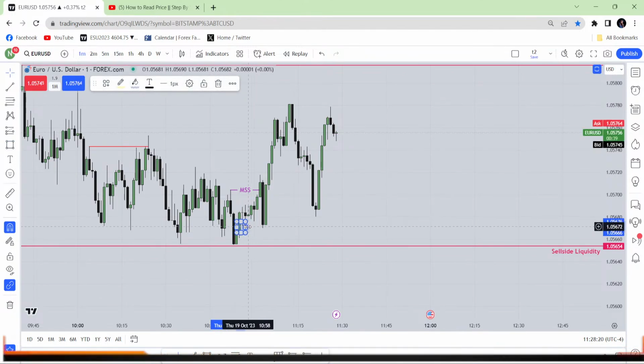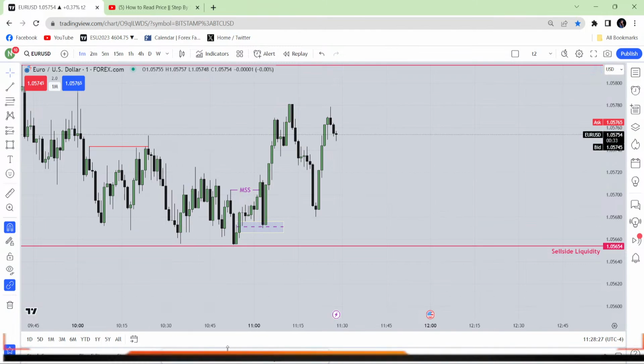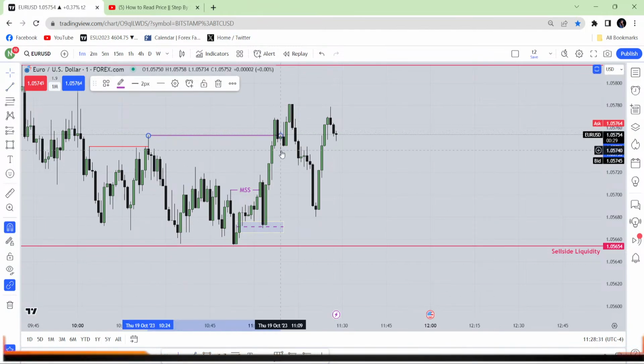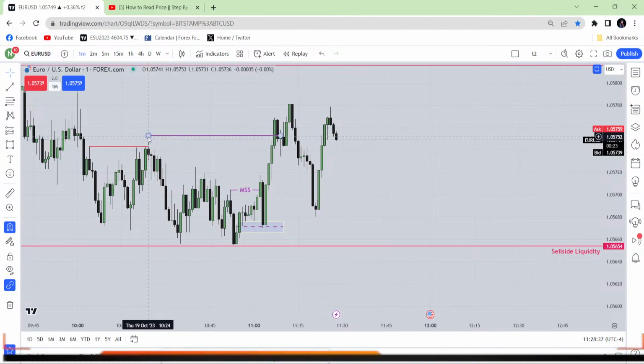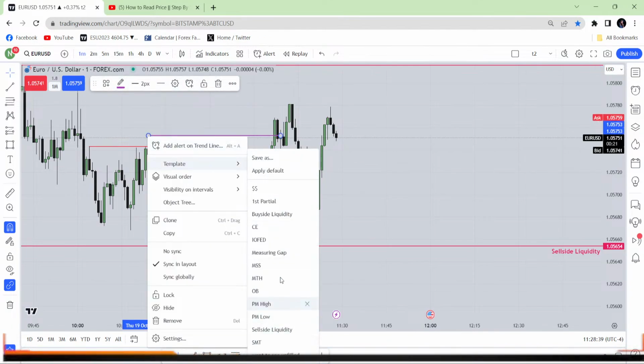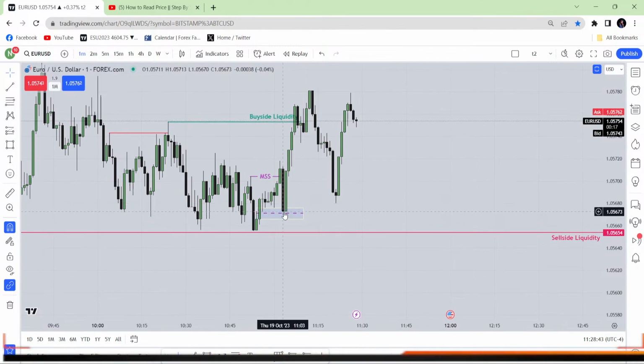So you are thinking when market will come here, it will come to the consequent encroachment, then it will go and take the buy side liquidity. Just try to understand what is reading price action. This is the buy side liquidity. So what will you do? You will take an entry, a paper trade over there?